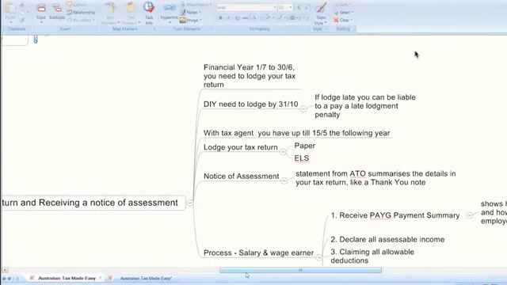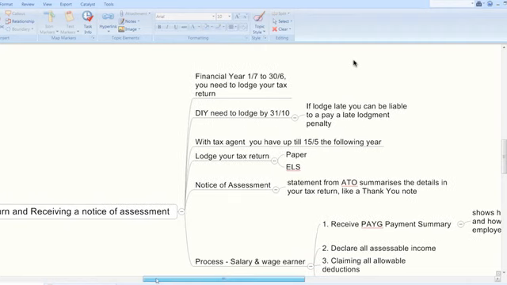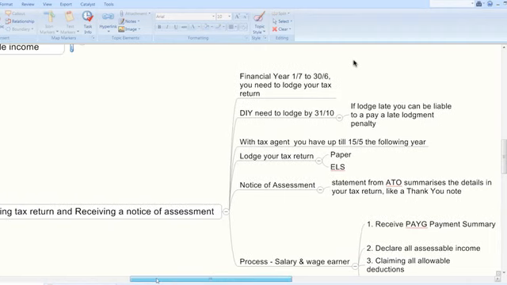One is that we need to lodge tax returns every year. And the financial year here is from 1st July to 30th of June. If you do your own tax return, then you need to lodge by the 31st of October every year. But if you get the tax agents to lodge, then we have extensions.